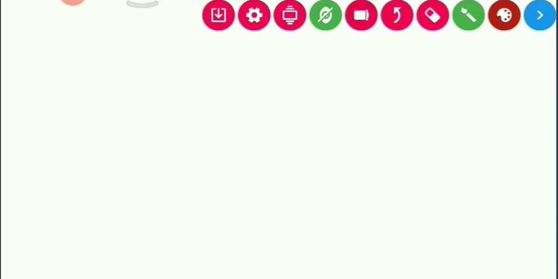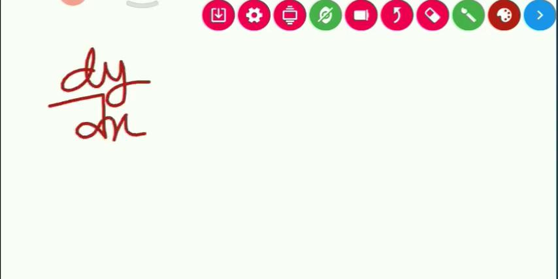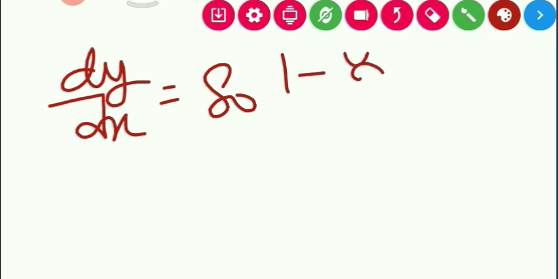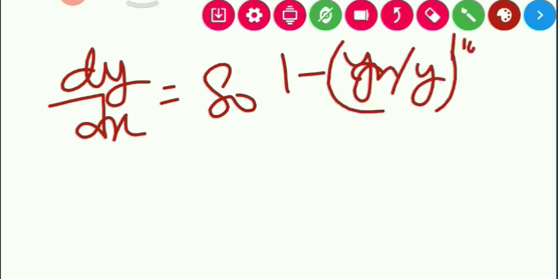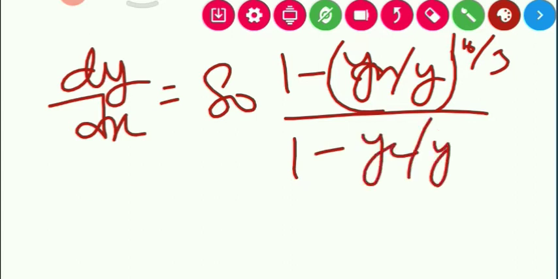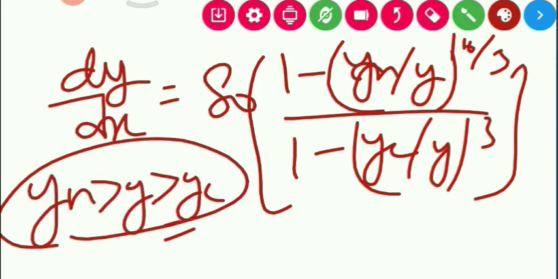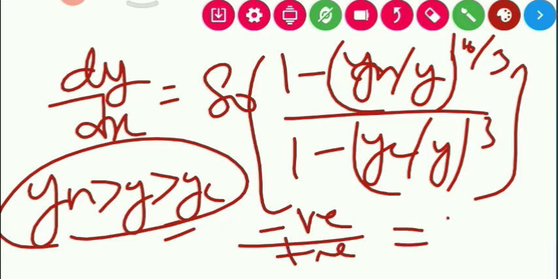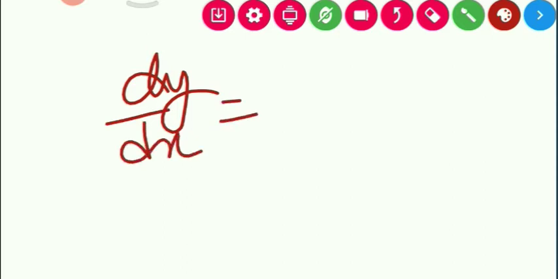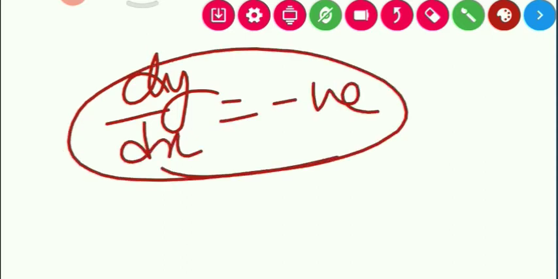Okay, so here dy by dx is s naught times (1 minus (yn upon y) to the power 10 by 3) by (1 minus (yc upon y) to the power 3). We have y lying between these values. Here yn is greater than y, so the numerator term will be negative, and y is greater than yc, so the denominator part is positive. So overall dy by dx is a negative value.